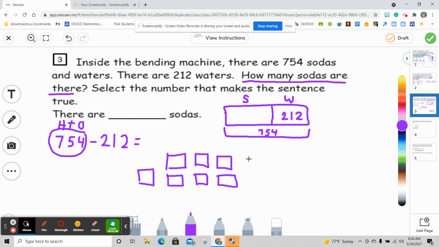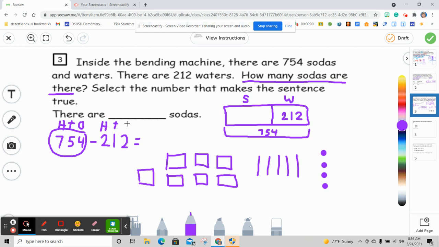And then there's 5 tens, so I do 5 lines. I like to put them separate so that if I need to borrow or regroup, they don't get confused. And then 4 ones. 1, 2, 3, and 4. So now I look at the number that I'm going to take away. I want to take away the waters so that I can find out how many sodas are there. So I go to my number that I'm going to take away, HTO.